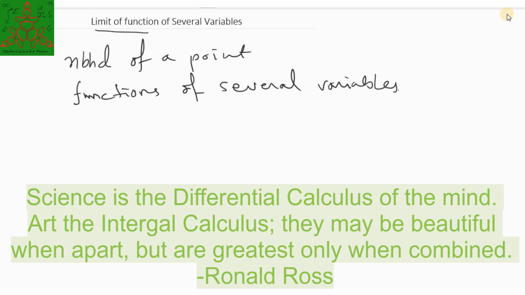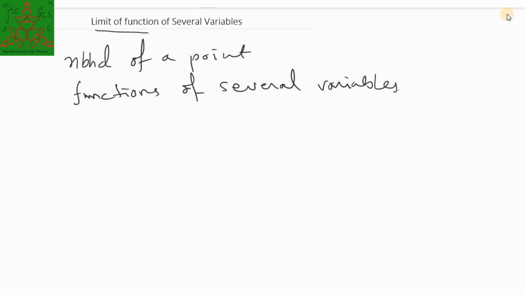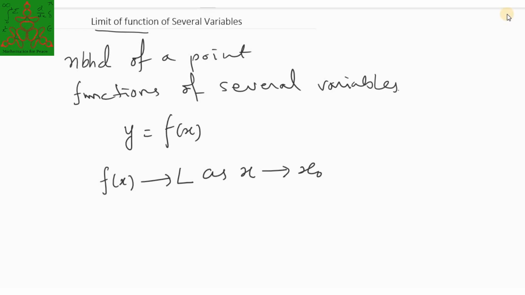As we recall from the case of one variable, if you are given y is equal to f of x as a function, and you want to say that f of x approaches L as x approaches x0, then by notation we write limit of f of x is equal to L as x approaches x0. That means as x goes near x0, f of x is approaching L.